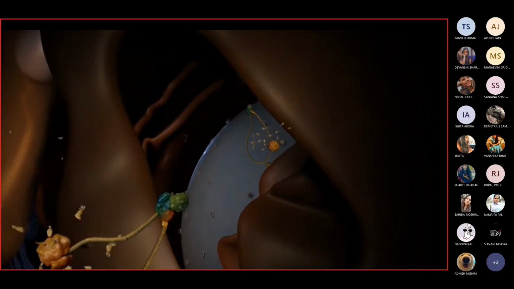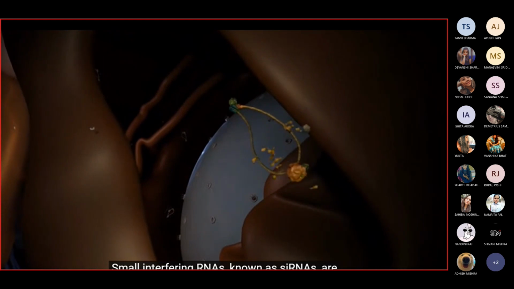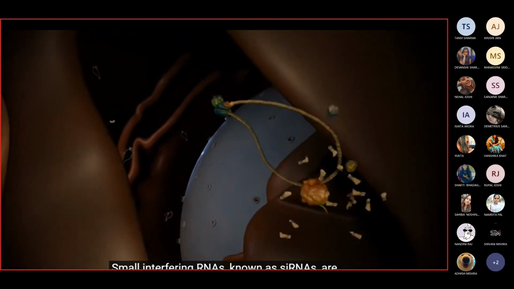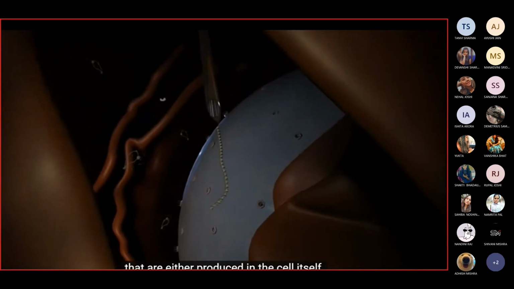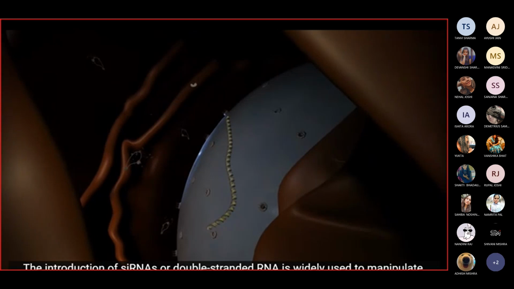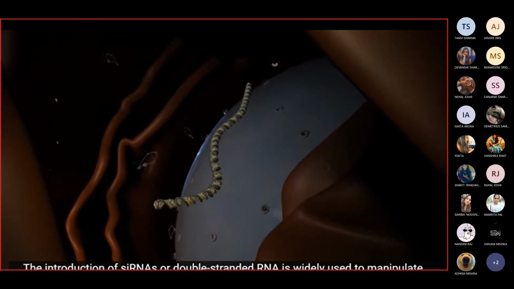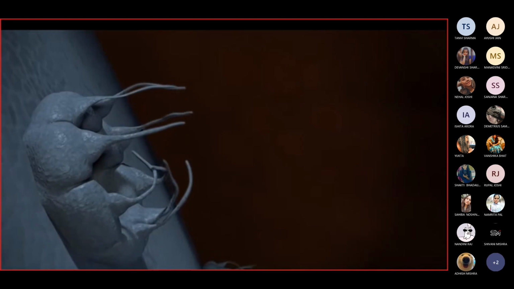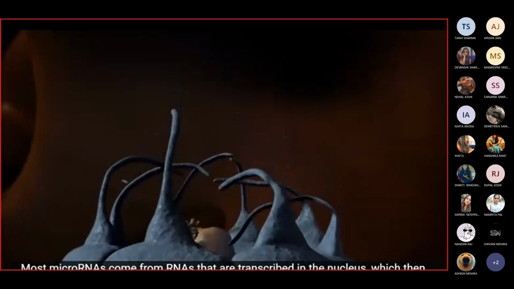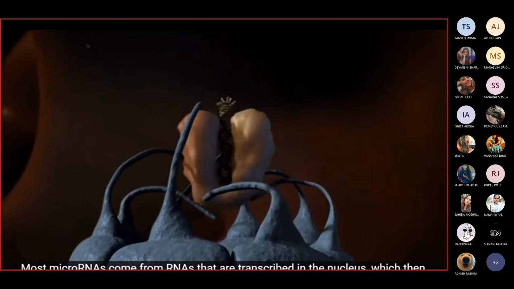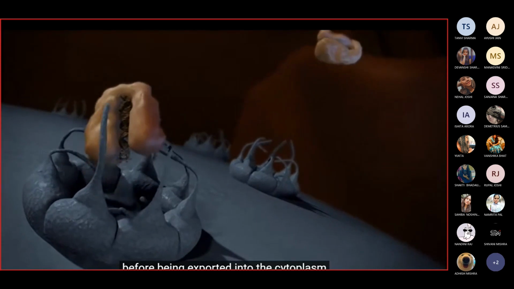There are several types of regulatory small RNA. Small interfering RNAs, known as siRNAs, are derived from longer double-stranded RNAs that are either produced in the cell itself or are delivered into cells experimentally. The introduction of siRNAs, or double-stranded RNA, is widely used to manipulate gene expression. MicroRNAs are another type of small RNA. Most microRNAs come from RNAs that are transcribed in the nucleus, which then fold and are processed before being exported into the cytoplasm as double-stranded precursor microRNAs.